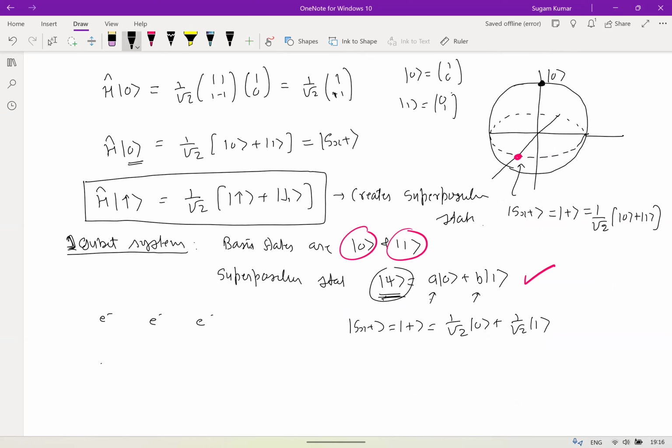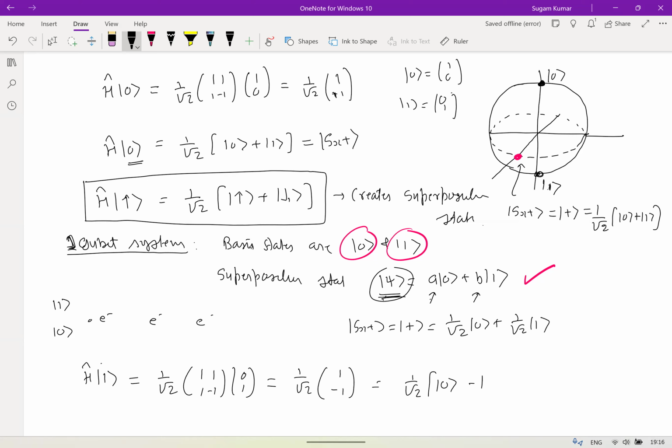Similarly, if you apply it, let us say, on the 1 state, because initially when the electron is there, you never know whether it is in the 0 state or in the 1 state. If you apply this Hadamard gate on the 1 state, you can see 1 by root 2, matrix 1, 1, 1, minus 1, times 0, 1. So this is going to be 1 by root 2, 1 and minus 1. This is nothing but 1 by root 2, 0 and minus 1, nothing but the negative state.